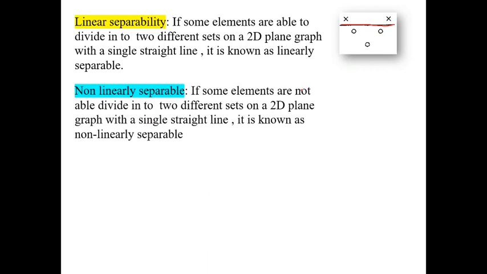In the same way, non-linearly separable: if I am unable to separate with a single straight line, you call it non-linearly separable. If I am able to separate with a single straight line, it is called linearly separable. If I am unable to separate with a single straight line, you call it non-linearly separable. You see here, I cannot separate with a single straight line. I need two lines or different shapes of lines. So it is called non-linearly separable.